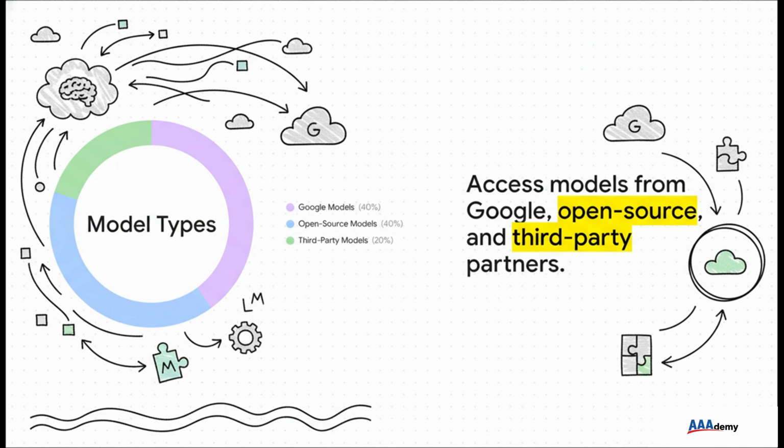And this is the really key part, flexibility. You are not locked into only using Google's models. Not at all. You get direct access to some of the best open source models out there. Llama, Mistral, you name it. Plus, models from other partners like Anthropic. It's all about giving you the freedom to pick the absolute best tool for your job, no matter who made it.